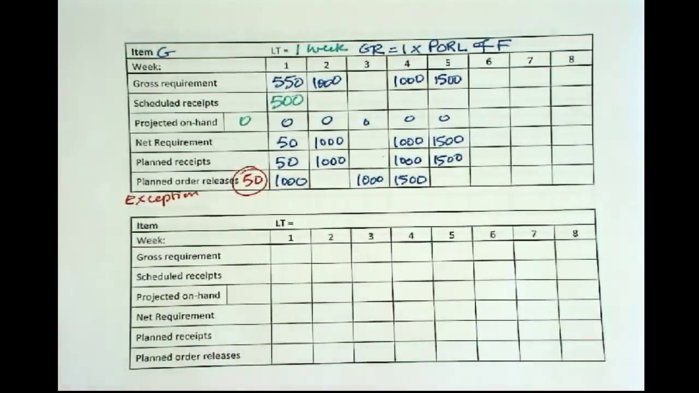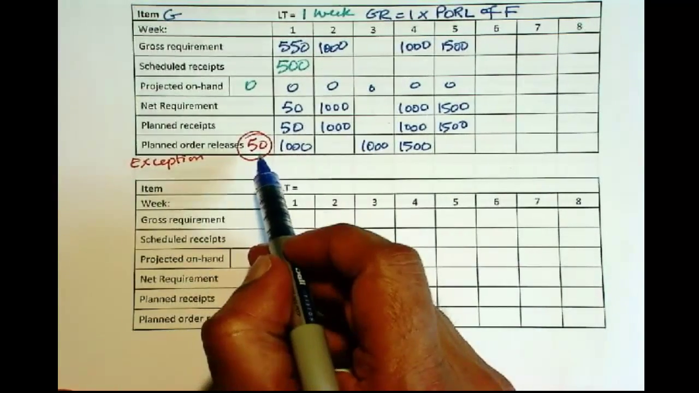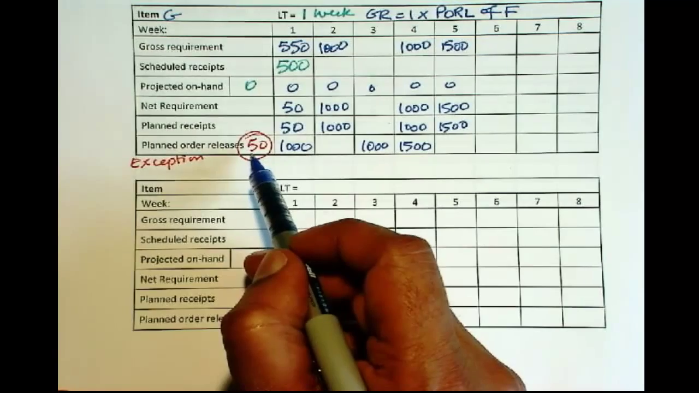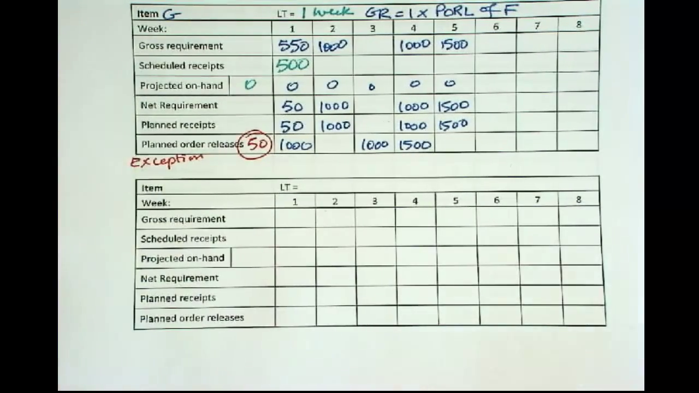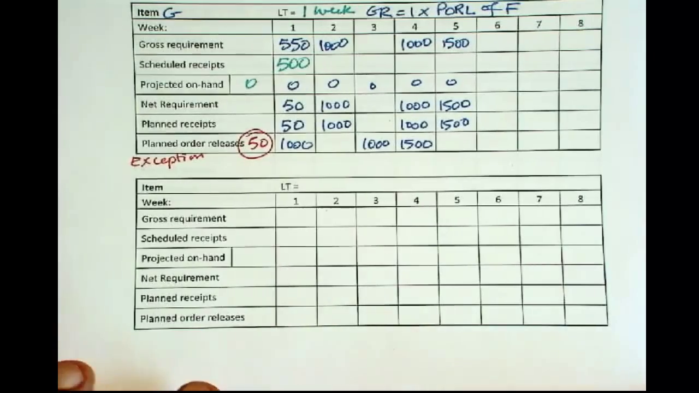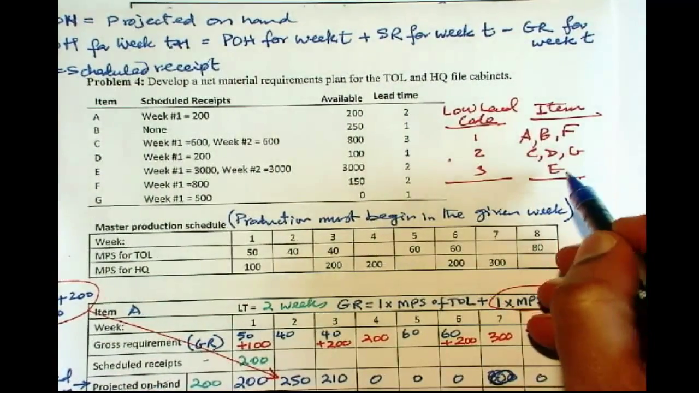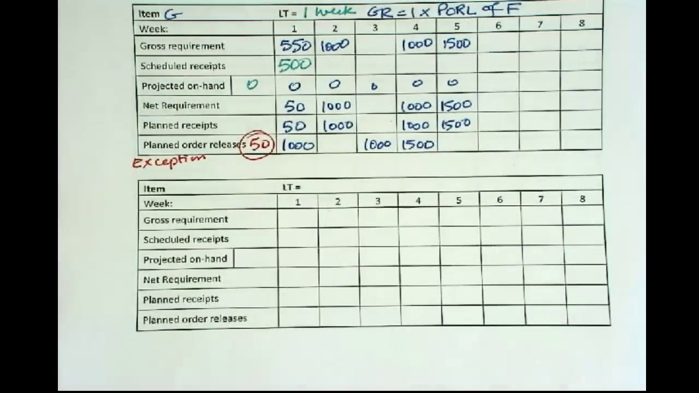When you do the MRP computations, situations like this could occur. So that should be prepared as an exception report, and we need to expedite. Maybe we can do some splitting, and we'll talk about how to deal with exception situations like this in a little bit. Now the last item is E. So we are done with C, D, and G. The only item remaining is E.